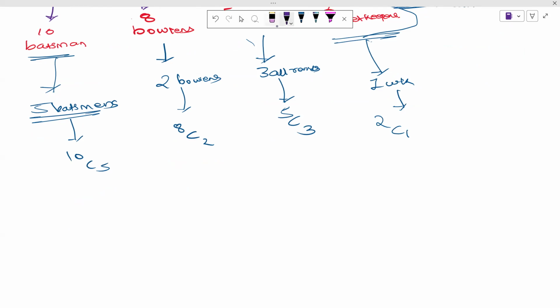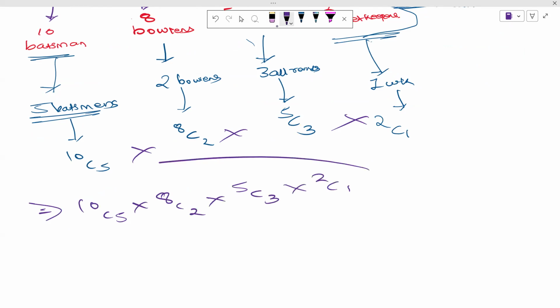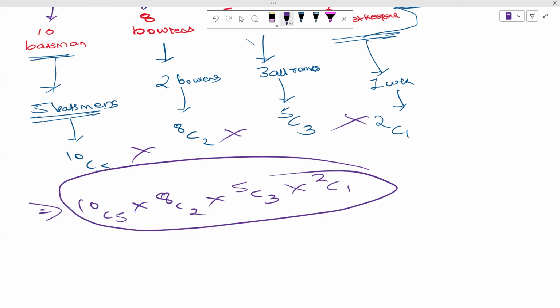Now based on this, I can multiply it. So here 10C5 multiplied by 8C2 multiplied by 5C3 multiplied by 2C1. Hope you get the answer. You can solve it and you will get the answer.